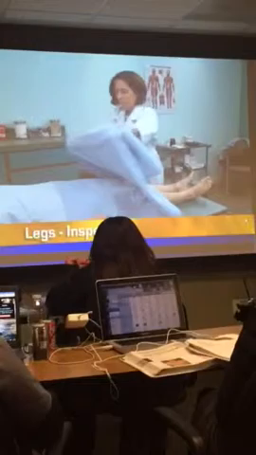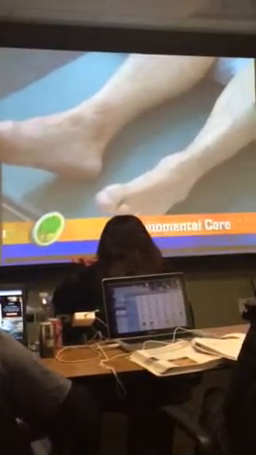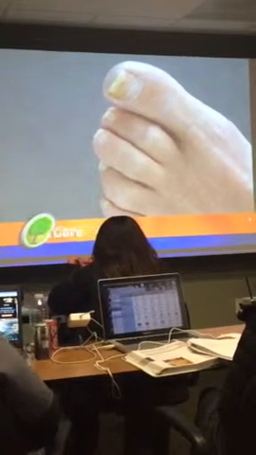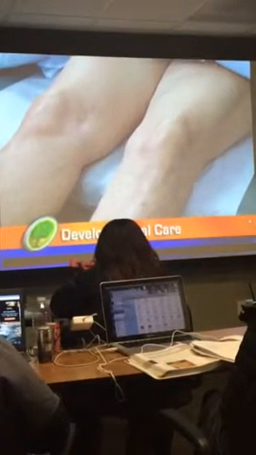In an older person, you may see trophic changes, such as thin, shiny skin, thick ridged nails, and hair loss on the lower legs. These changes are usually caused by arterial insufficiency, but can also result from normal aging.